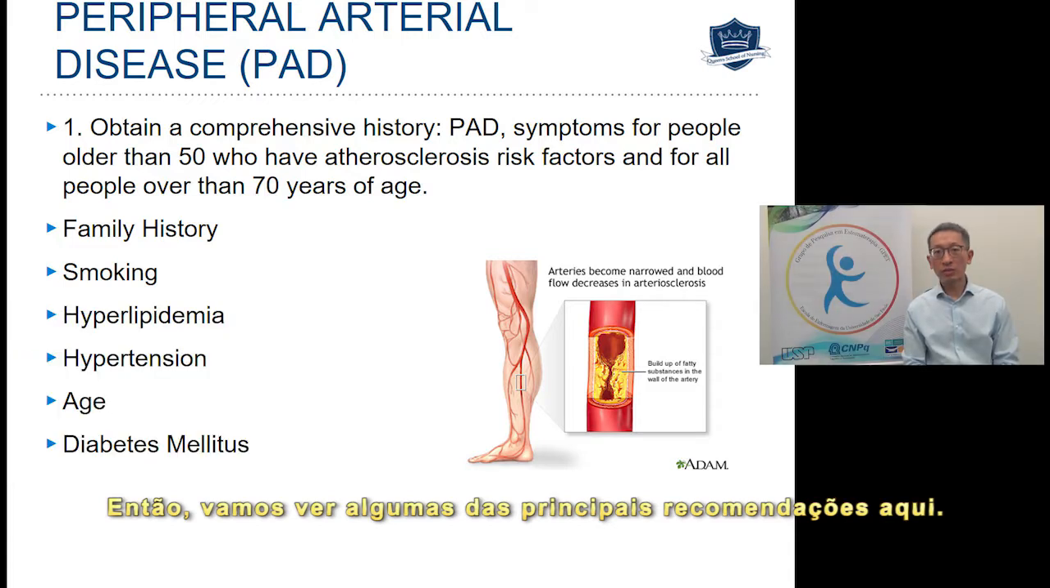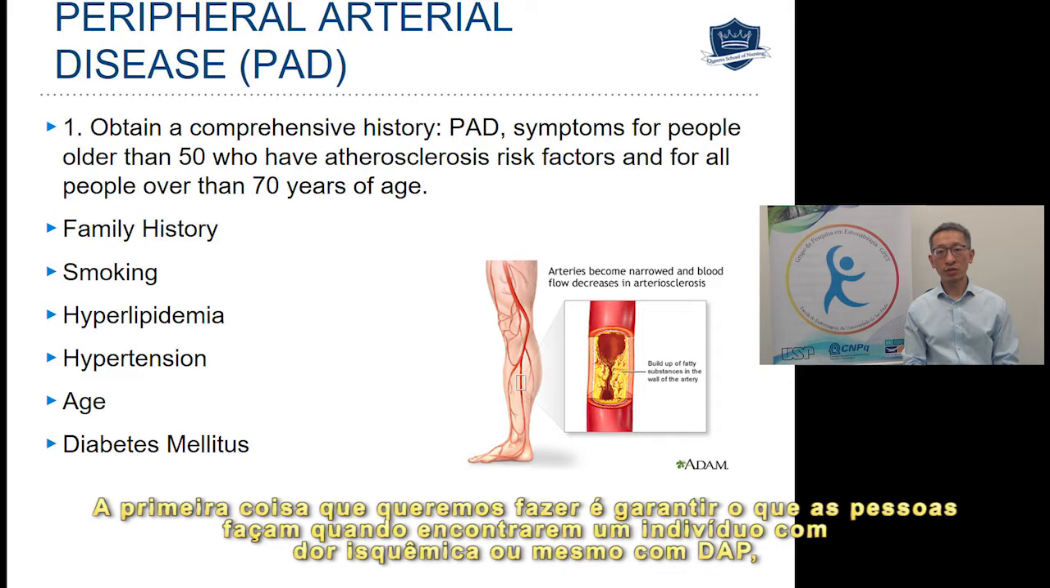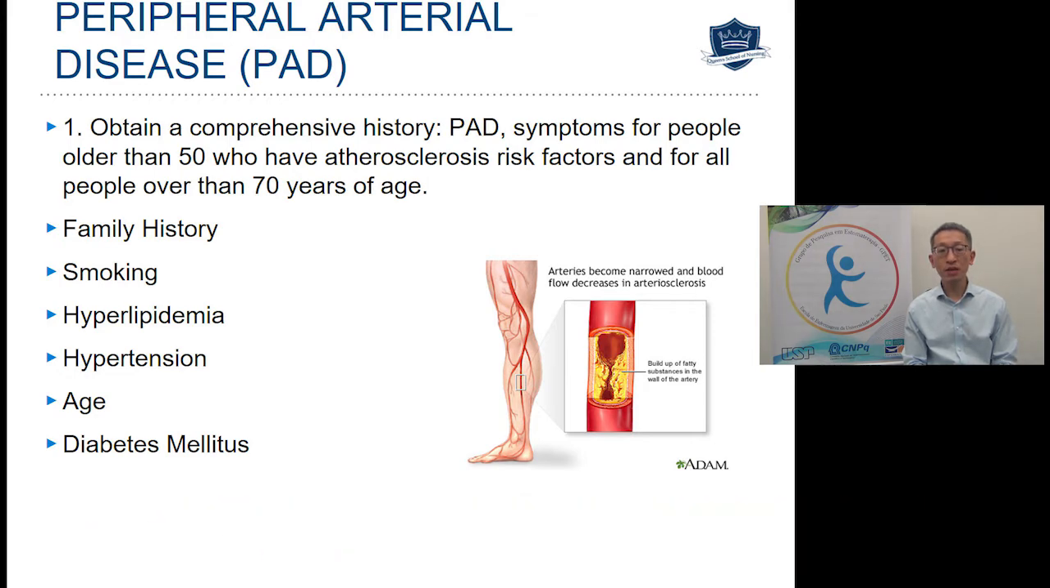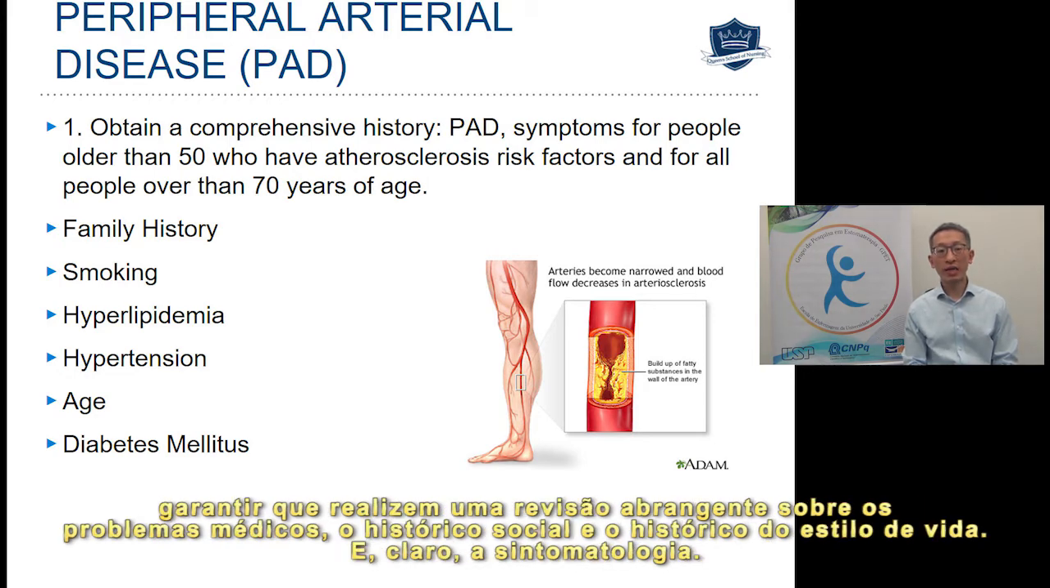So let's get to some of the key recommendations here. The first thing we want to make sure people are doing when they come across any individuals with ischemic problems or even peripheral artery disease is to conduct a comprehensive review, including the medical problems, social history, lifestyle history, and of course the symptomology.